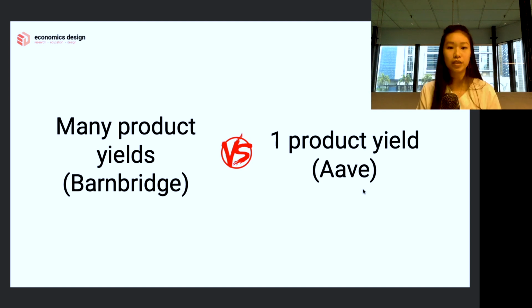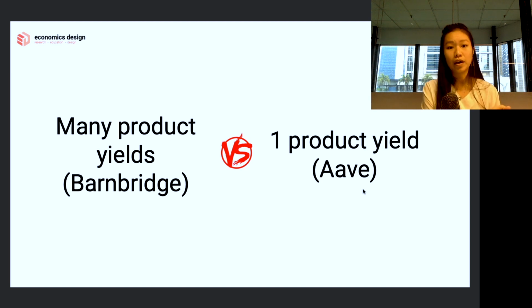BarnBridge does it a bit differently. One of their bond products is that they will look for yield in many protocols. So if I have 100 DAI, they can put the 100 DAI in Compound, DYDX, AAVE, Maker, or all these other lending protocols to be getting your returns. And they do that because of the risk. You want to reduce the risk, and they want to look at yields from many places.